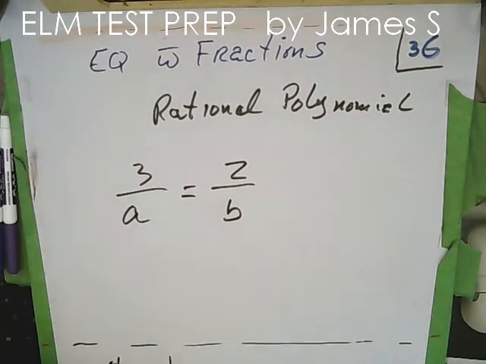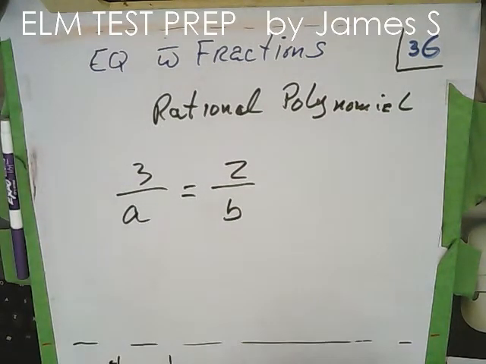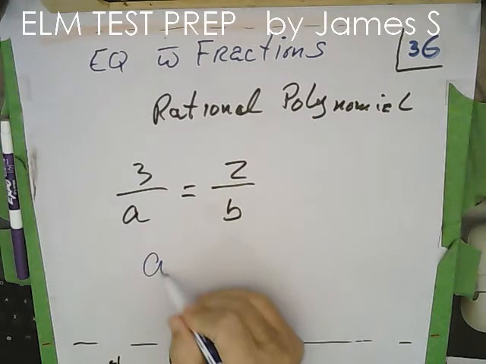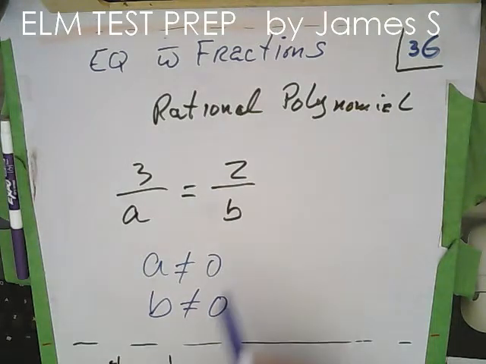So what does that mean in terms of solution? Well, in terms of this particular problem, a cannot equal 0 and b cannot equal 0. So any solution to this that would put 0 for a or b would be invalid.